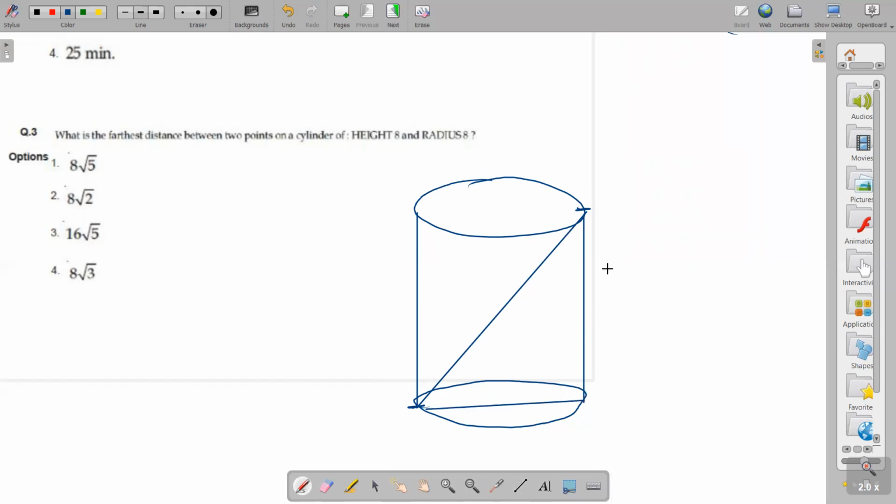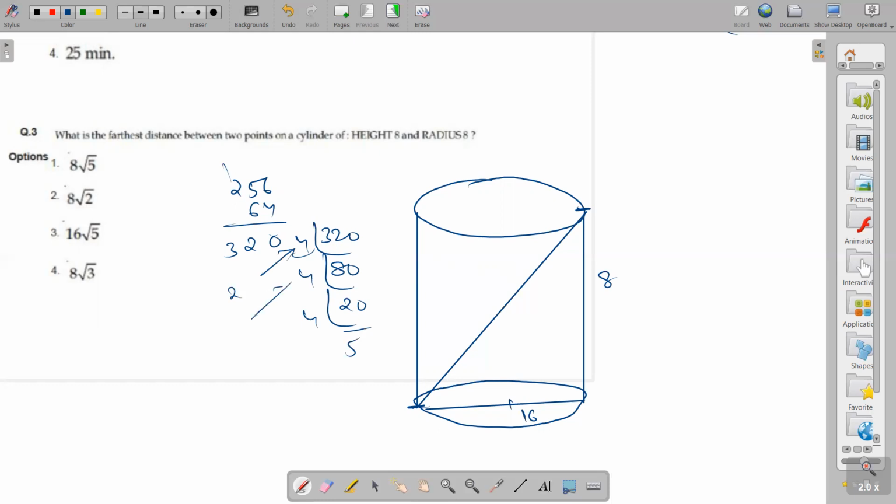So the height is 8 and the radius is 8, so the diameter is 16. We have to use the Pythagoras theorem. 16 squared is 256, 8 squared is 64, added it is 320. Now we have to find the root of 320. 320 is 4 times 80, 80 is 4 times 20, 20 is 4 times 5. So this is 2 squared, 2 squared, 2 squared. 2 into 2 into 2 is 8, so 8 root 5 will be the answer.